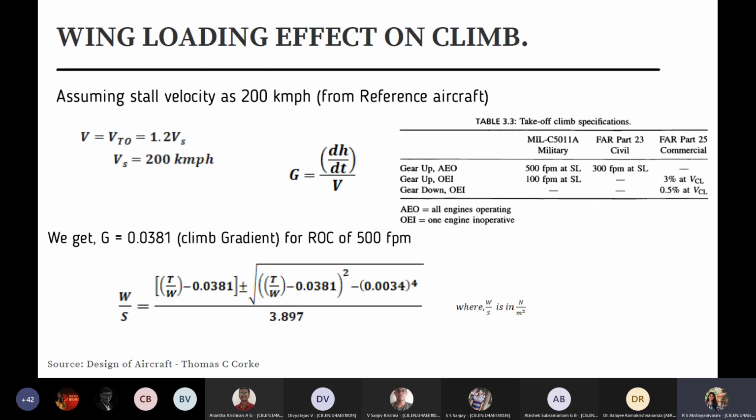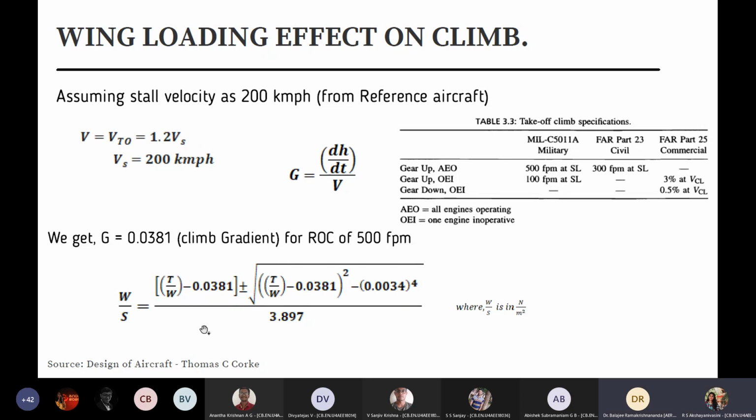Wing loading effect on climb. We've assumed a stall velocity to be 200 kilometers per hour. This also was taken from the reference aircraft, and then we've chosen our rate of climb from table 3.3, which was provided in Thomas E. Clark, and we've got our G to be 0.0381. We substituted again. How many engines did you have or were you supposed to have? 2, sir. Okay.